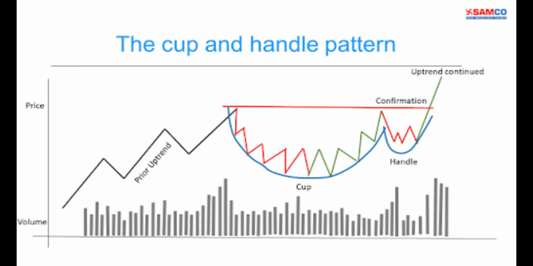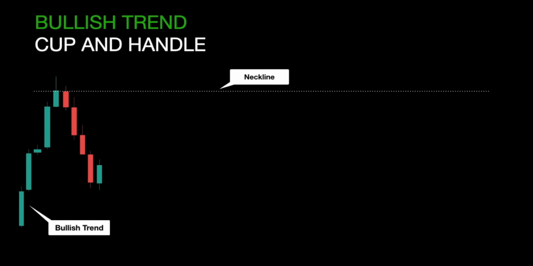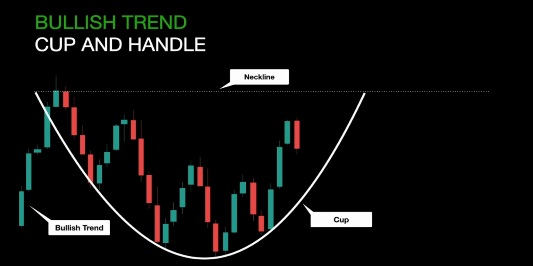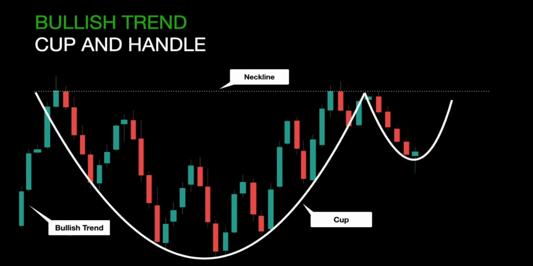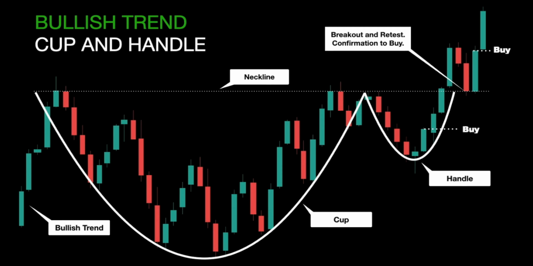Formation: price dips, forms a rounded bottom (the cup), then slightly pulls back (the handle). Entry: when price breaks above the resistance created by the handle. Stop loss: below the bottom of the handle. Take profit: measure the depth of the cup and project it upward. Bonus: this pattern works best on longer time frames like daily or weekly.